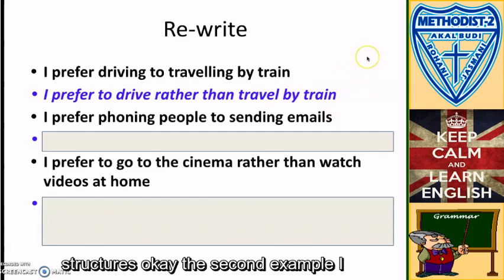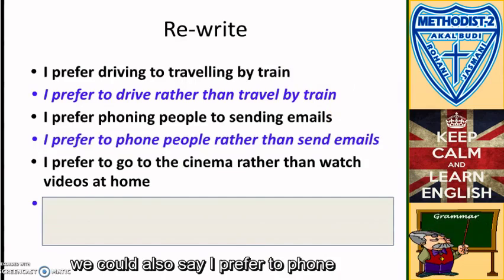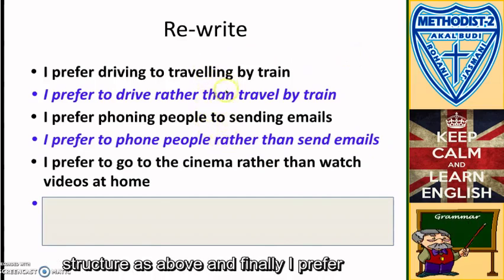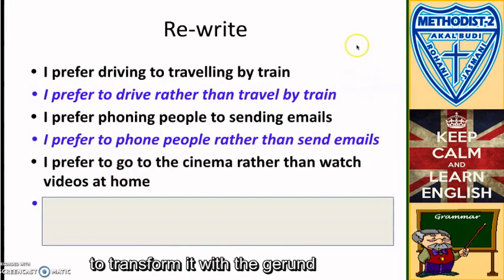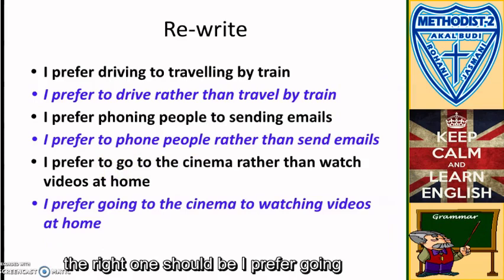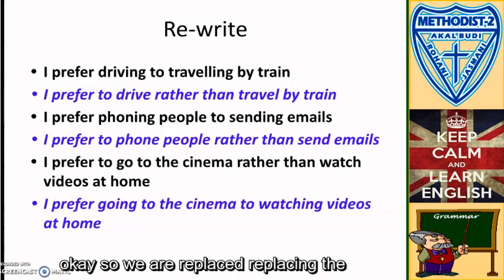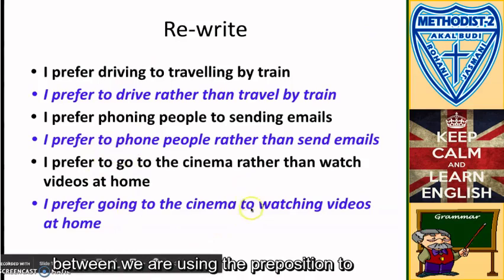The second example, I prefer phoning people to sending emails. We could also say, I prefer to phone people rather than send emails. So as you can see, it's the same structure as above. And finally, I prefer to go to the cinema. In this case, we need to transform it with the gerund. Therefore, the right one should be, I prefer going to the cinema to watching videos at home. Okay, so we are replacing the to infinitive with the gerund, and in between we are using the preposition to.